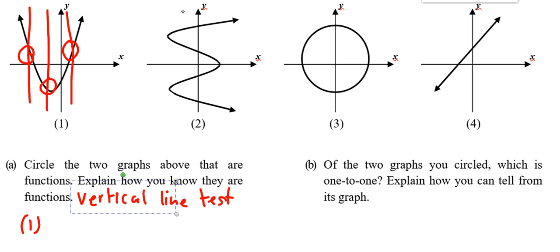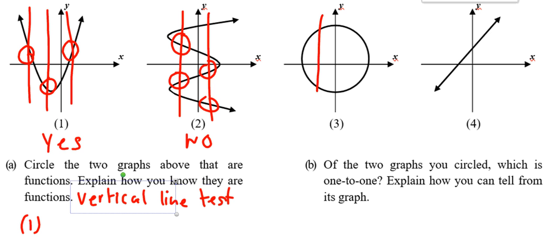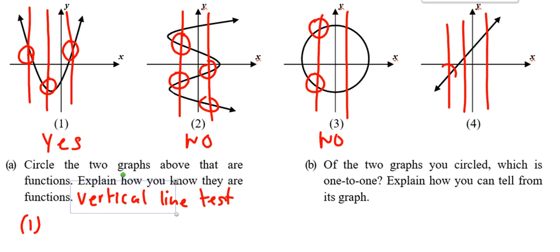I look at the second one. Oh no, it hits multiple spots when I draw vertical lines. So nope, this is not a function. And I look at 3, draw a vertical line down it. Nope, it hits more than one spot, so it's not a function. And number 4, if I draw vertical lines, they only hit one spot, which is perfect. So yes, 1 and 4 are classified as functions because they pass the vertical line test.